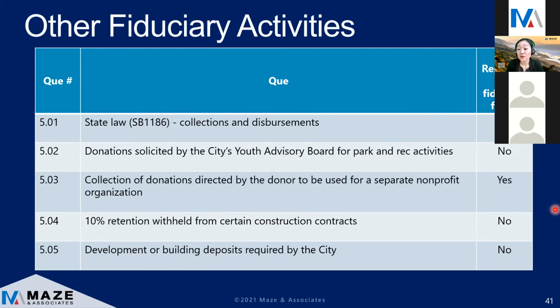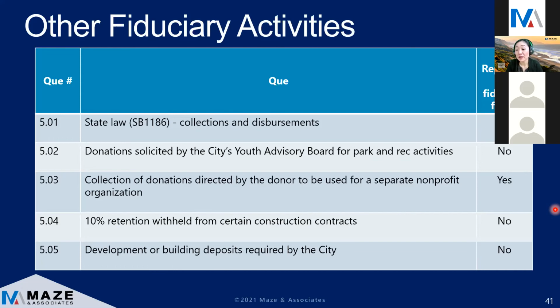Number 5.04, how about retentions payable? Sometimes you may put it in a trust fund, maybe an account in both your name and the contractor's name. Are those fiduciary activities? The recommendation is that it should be a no, because the assets are derived from your own source of revenues. You're using your money to pay for the project. So what you should record is actually a retention payable in the project funds.